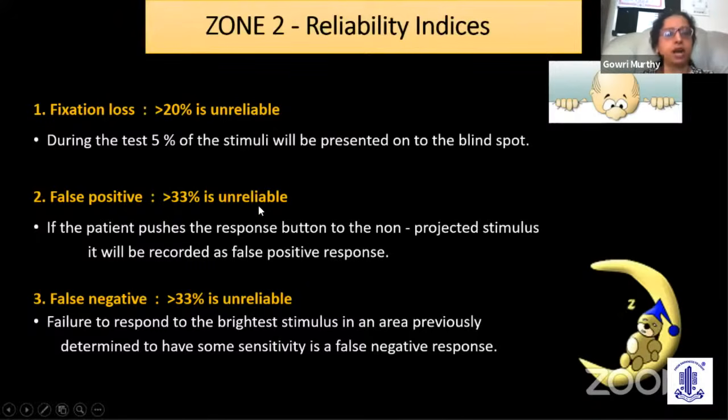False positives are when the patient pushes the response button even when the stimulus is not projected. For just the sound or in a periodicity, the patient keeps on pressing the response button. Again, greater than 33% is marked as unreliable. If the patient has lost his or her attention or has fallen off to sleep, then he does not respond even to the brightest stimulus. This is what is captured as a false negative, and more than 33% again is unreliable.